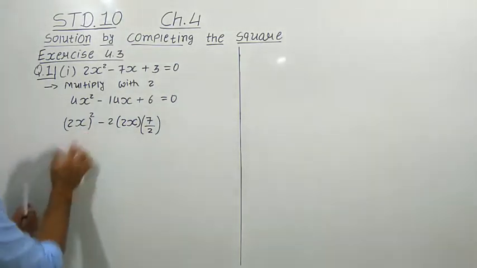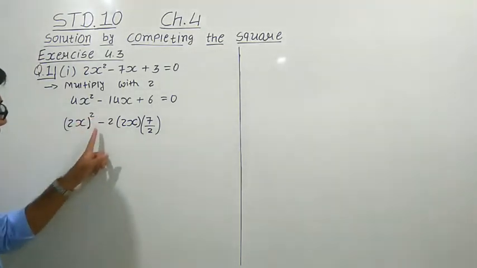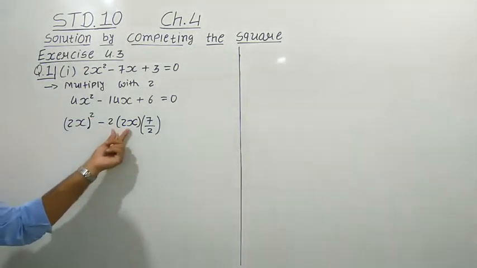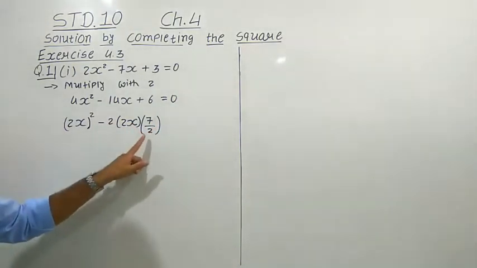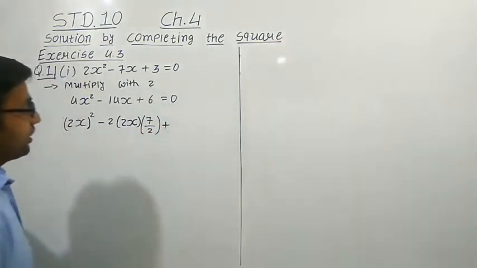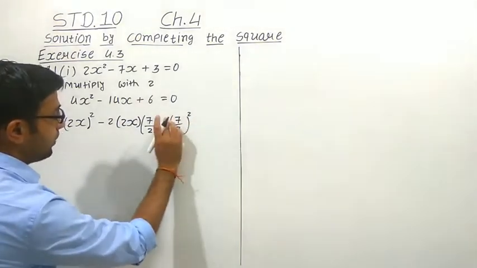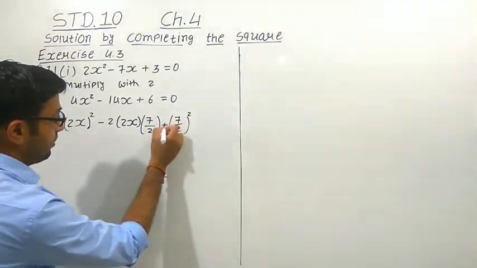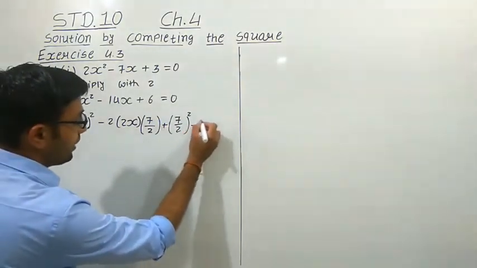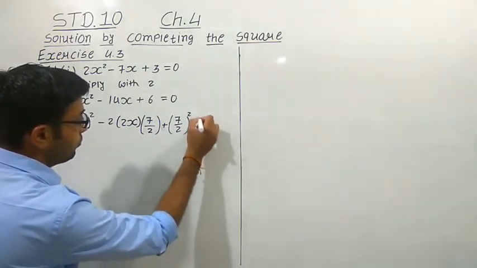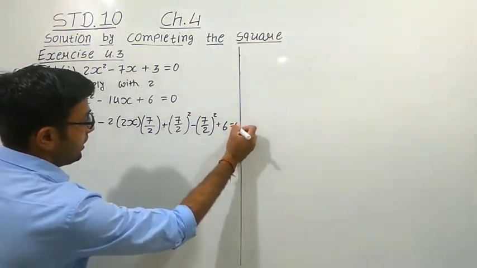So this is the first term of the identity, that is the square of the first term. The middle term is 2 into first term into second term. What is this? This is the second term. So now we know what we have to put here as the second term, that is 7 upon 2 whole square. So as we add this 7 upon 2 whole square, we have to subtract 7 upon 2 whole square. And then plus 6, and that is equal to 0.